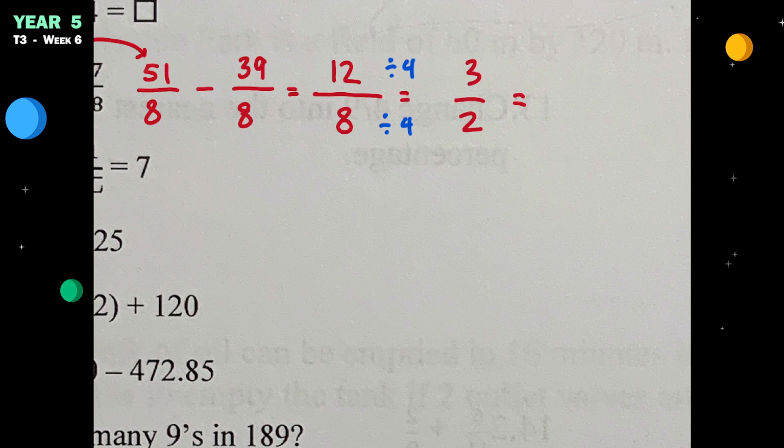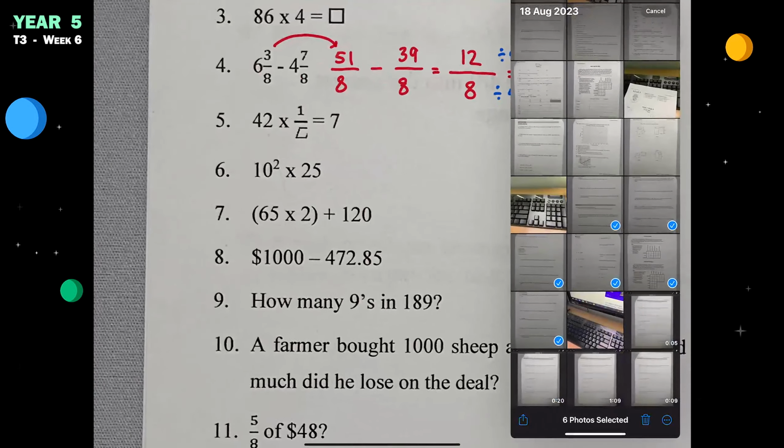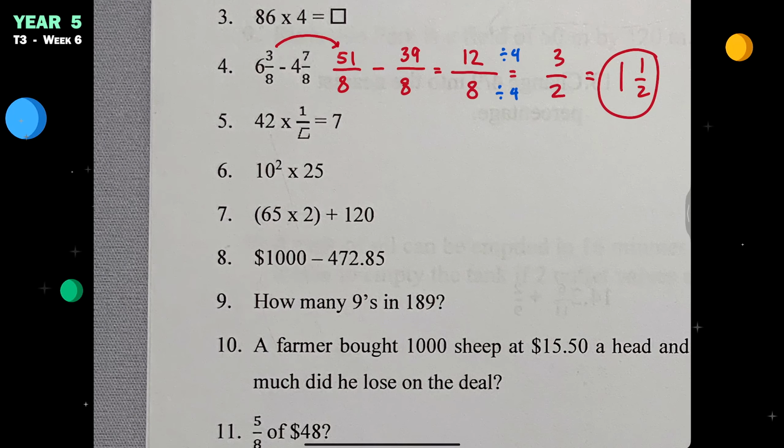Now this is still an improper fraction. Let's change it to a mixed numeral. How many 2's go into 3? 1. What's the remainder? 1 over 2, and you're done. There you go.